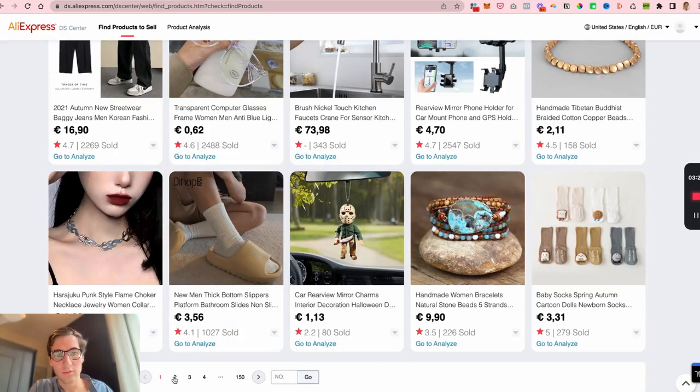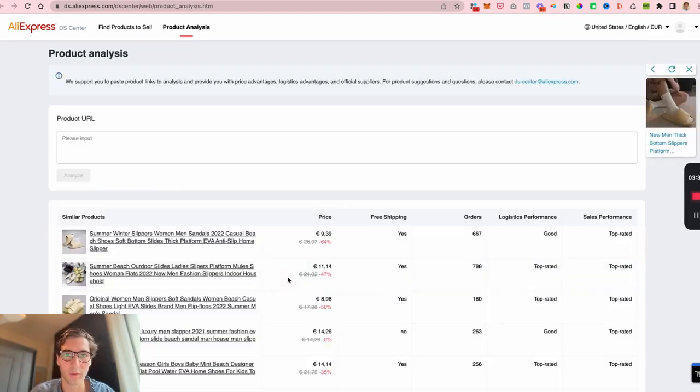So what you need to do at this stage of the search is just to list a whole lot of products.